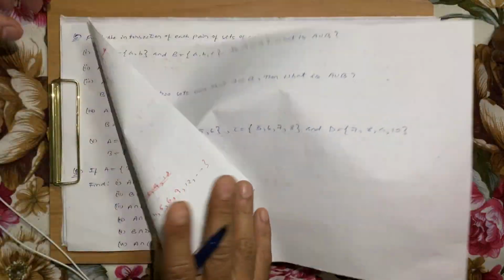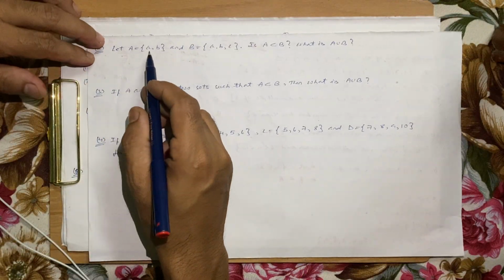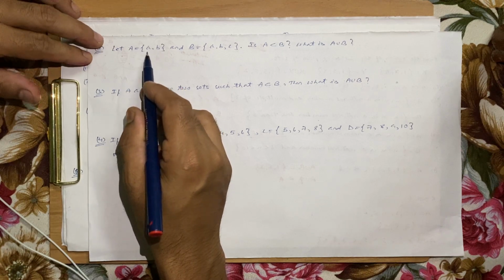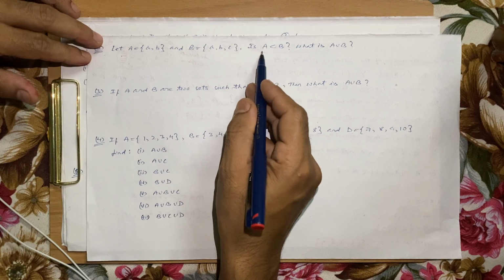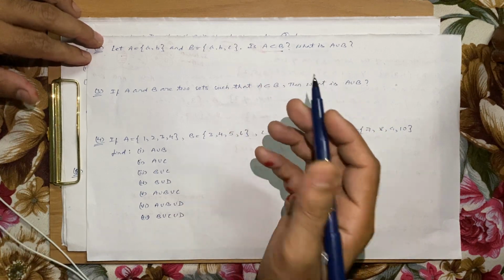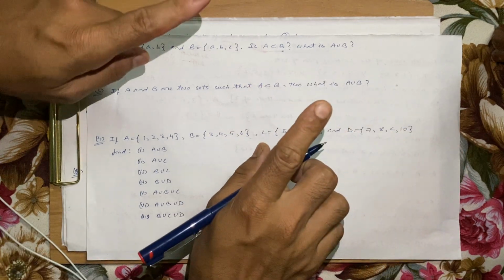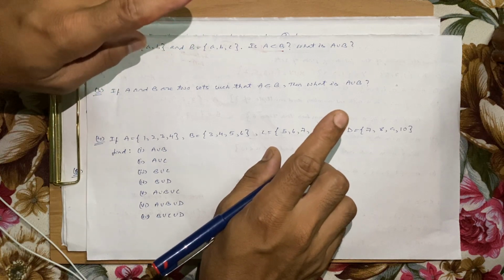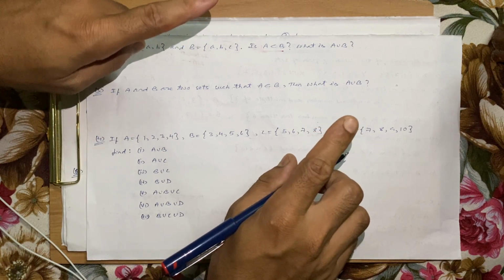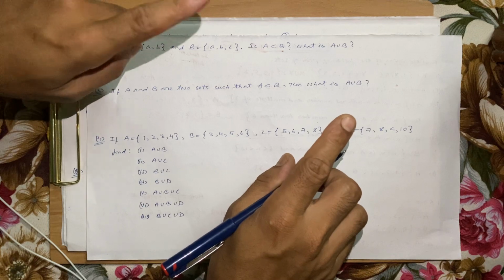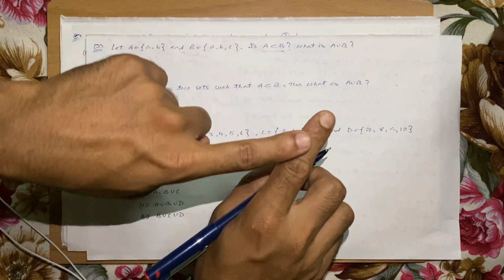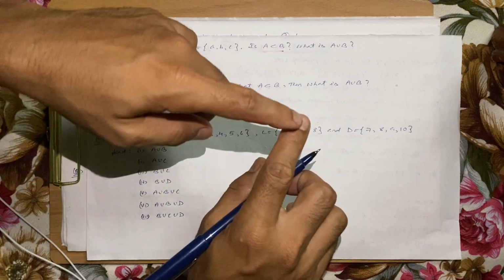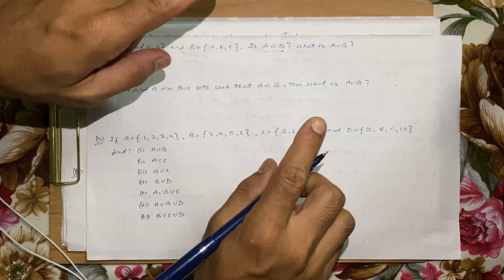Okay, now the next question is, let A be a, b. So there are 2 elements in set A. There are 3 elements a, b, c in set B. Is A a subset of B? Let's check. What is the definition of a subset? If there are 2 sets and one of the sets has some elements, and the other set also has some elements, and all the elements that one set has are also present in the other set, and if the other set has some extra elements, then this set is a proper subset.